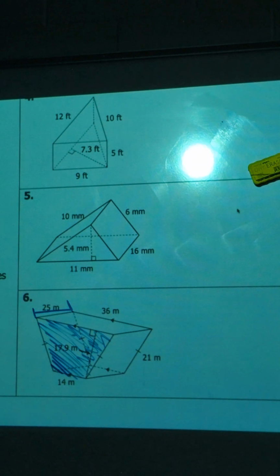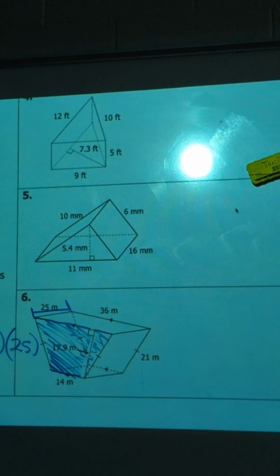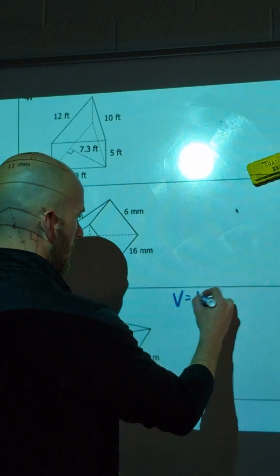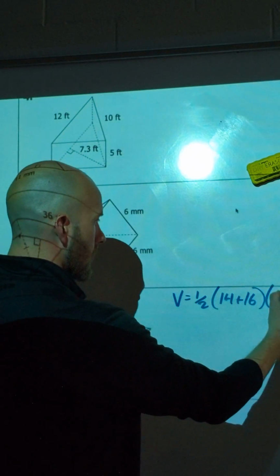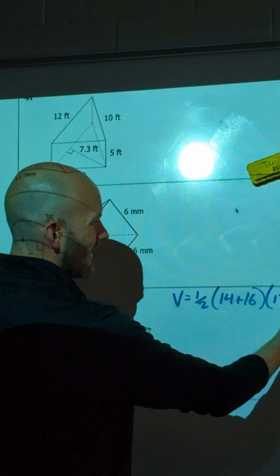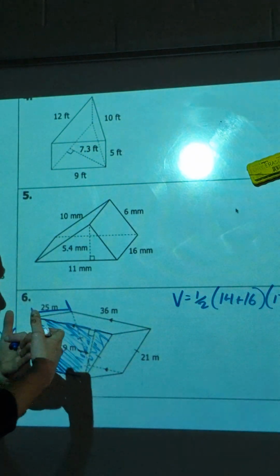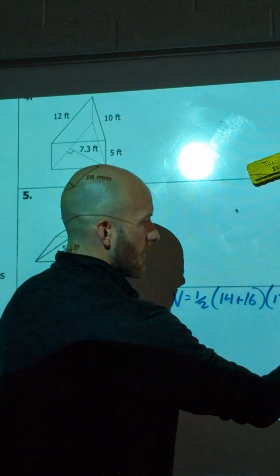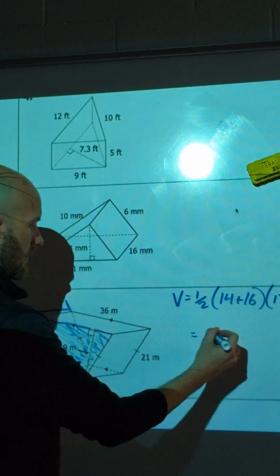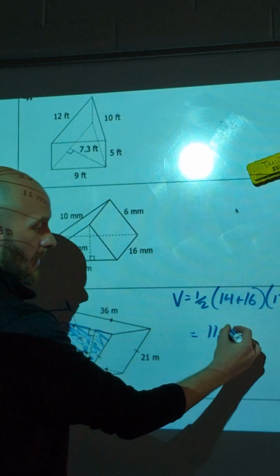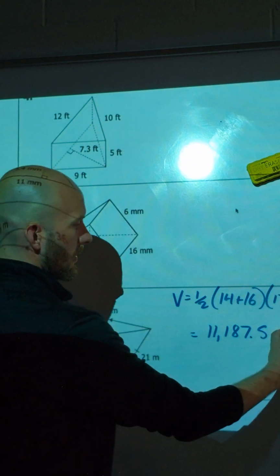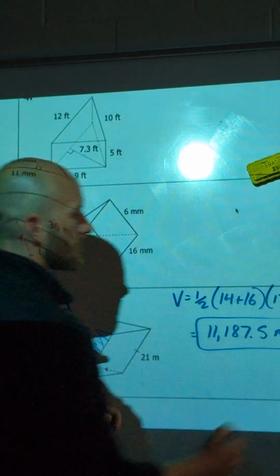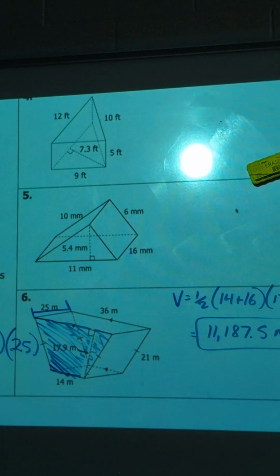Can you come check and see if I did this right? Yep. Okay. So, I got 1/2, 14 plus 16 for base 1 and 2. The height of the trapezoid is the 17.9. And then I'm going to take that times the height of the prism, which is the 25. You said that was 11,187.5? 187.5 cubic meters. Mr. Rod, how'd you get 16? 36. Oh, that should be 36, sorry.